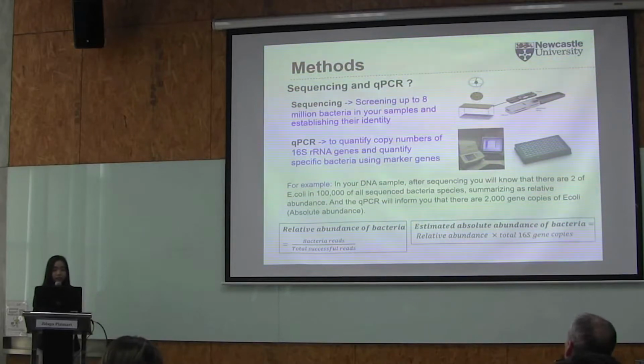Summarizing as relative abundance, which is the bacteria reads divided by the total reads. And then after you do the qPCR, it will inform you that there are 2,000 gene copies of E. coli, which is the estimated absolute abundance. So meaning that you will know the estimated absolute abundance of bacteria by multiplying the relative abundance from the sequencing by the total 16S gene copies obtained from the qPCR.